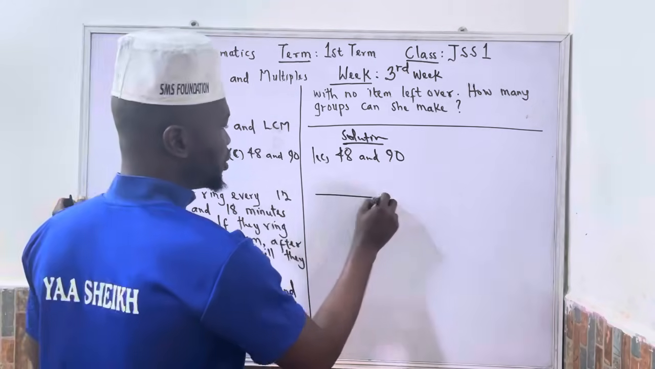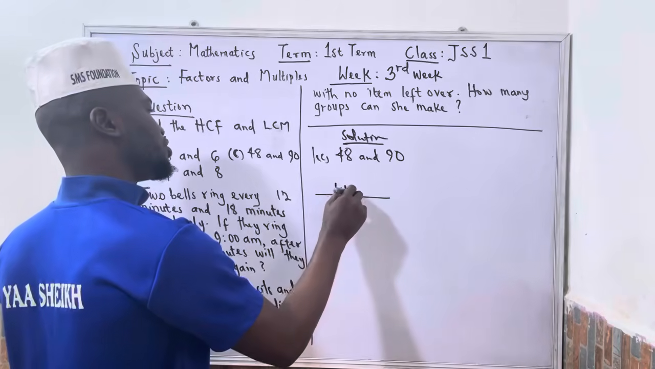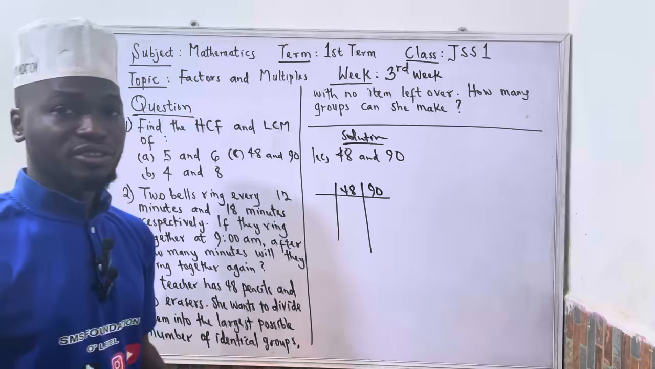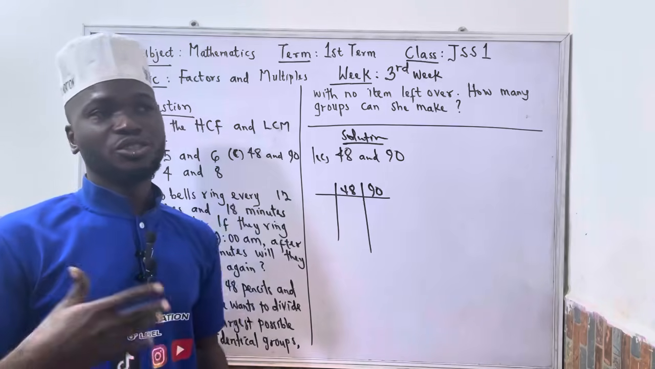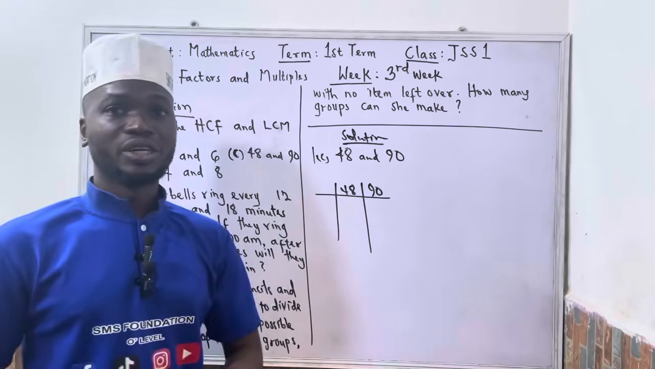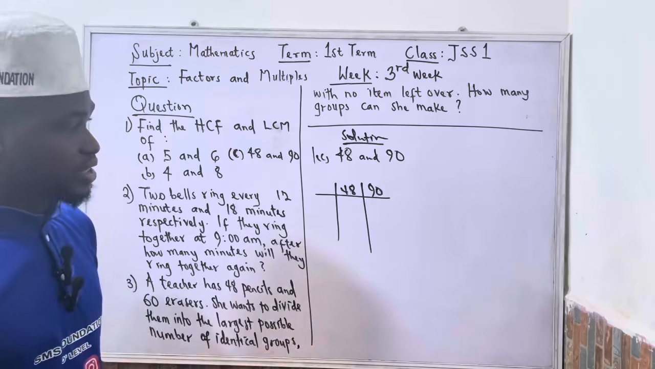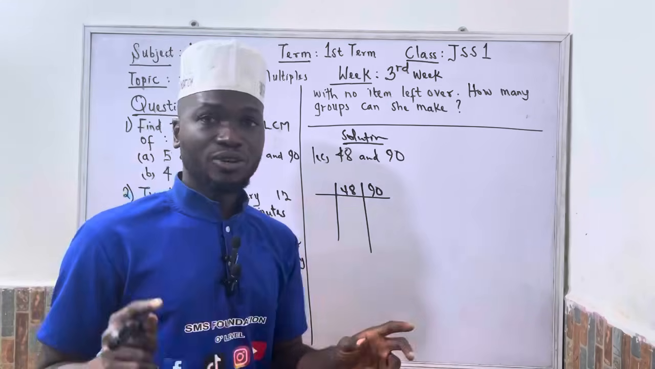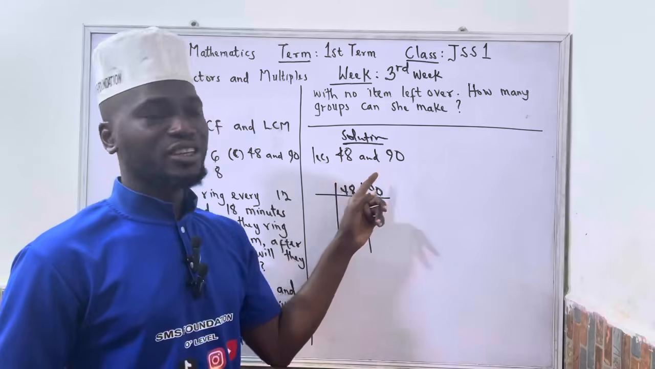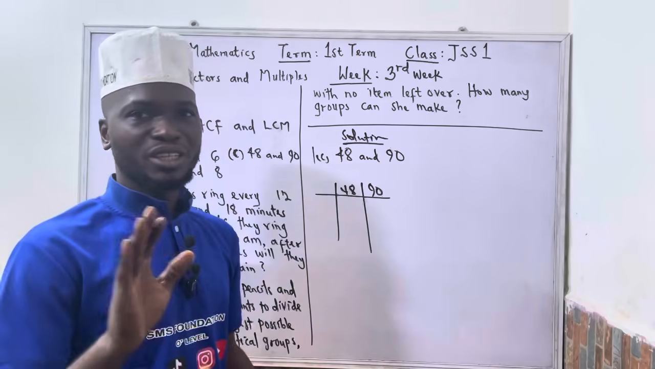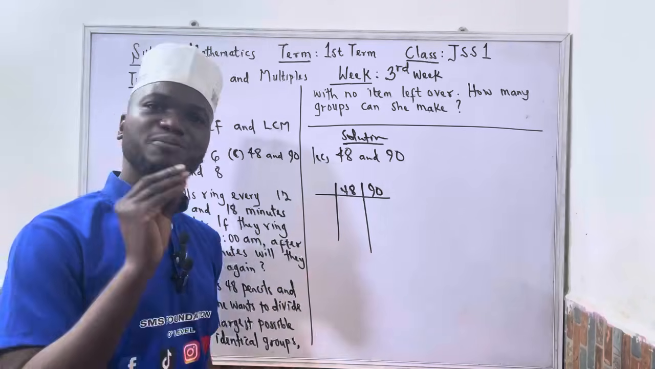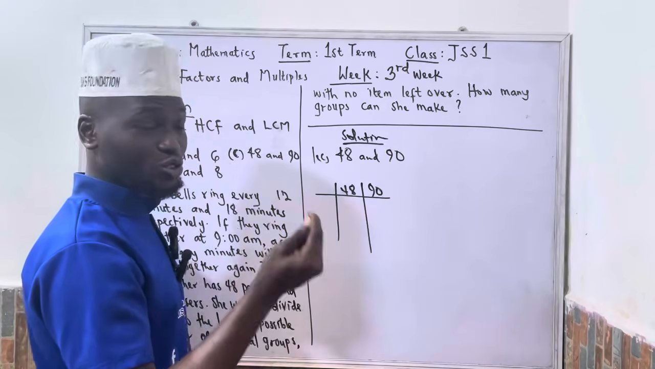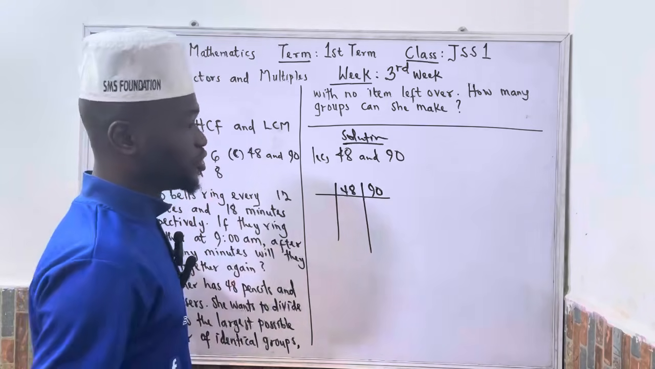So let's go for the HCF first. I will do 48, I will do 90. You can use any of the methods that were taught before. You can use the prime factorization method. You can use the Venn diagram method. Anyone. Now, like I always say, you first of all choose a number that can divide both of them. No matter how small it is, choose the smallest number that can divide both. That's how you do it to make it easy for you.